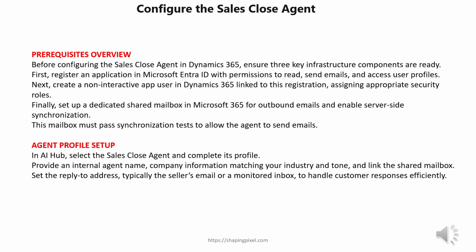Agent profile setup. In AI Hub, select the Sales Close agent and complete its profile. Provide an internal agent name, company information matching your industry and tone, and link the shared mailbox. Set the reply-to address, typically the seller's email or a monitored inbox, to handle customer responses efficiently.